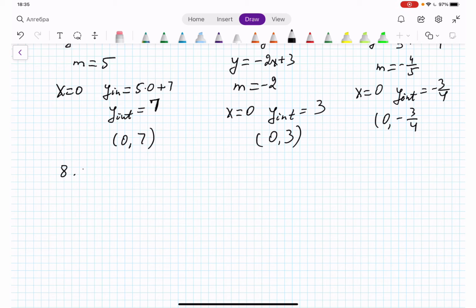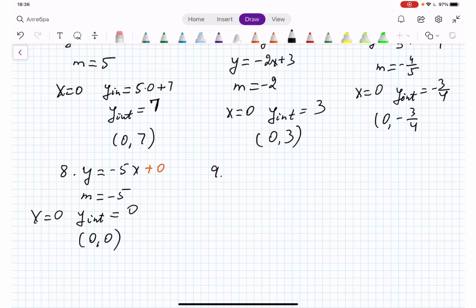We have y is equal to negative 5x. So to write it in the format of mx plus b, I can put a 0 here, right? So from here, m is equal to negative 5, and the y-intercept is going to be 0 when x is equal to 0, right? So the y-intercept is (0, 0).